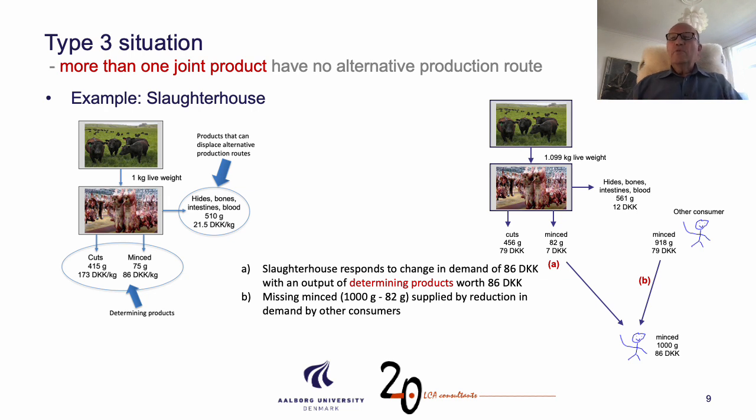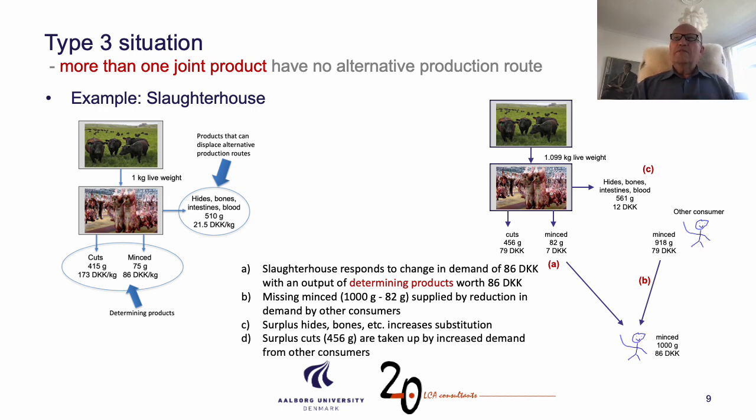Of course, this can only happen through a change in price. When the consumer asks for more minced meat, then to have more minced meat given up by other consumers, there needs to be a price adjustment. Now, the hides and bones, intestines and blood, of course, are also increasing when you have this additional demand for minced meat. But for those, we know the procedure, how to deal with that. So we don't talk about that here.